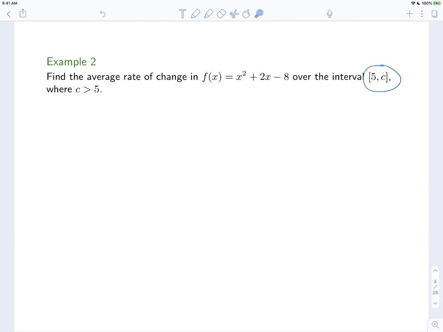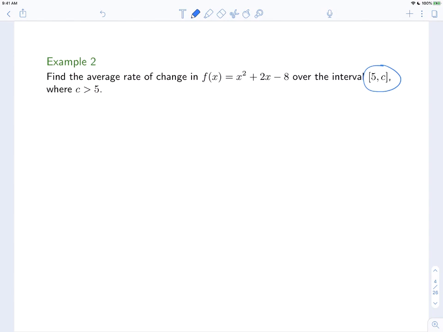C looks like a letter, but this letter stands for some number. We don't really know what that number is, but we're just going to assume that it's bigger than 5 so that this notation makes sense. If c was smaller than 5, then this wouldn't make sense. So in order to have an interval here, c has to be some number bigger than 5, but we don't specify the actual value. So let's compute the average rate of change using our new notation.